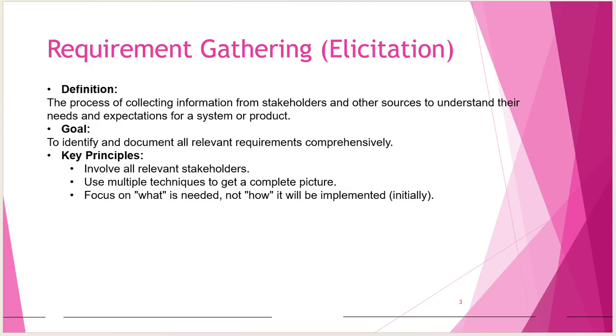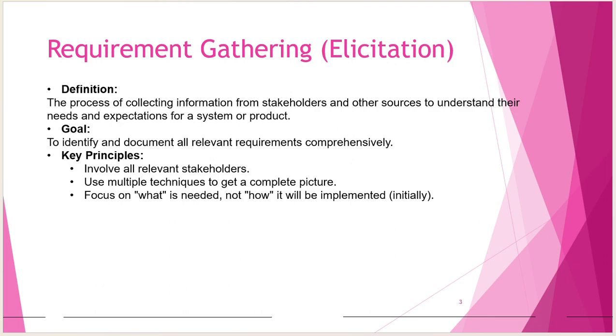Then key principles: involve all the relevant stakeholders. In requirement gathering, we need to involve all the stakeholders who are important for the success of that project or system. And we need to use the RACI matrix, which stands for responsible, accountable, consulted, and informed. Which stakeholders are responsible? Which stakeholders are consulted? Which stakeholders do we need to inform? And which stakeholders are accountable? That should be there in the requirement gathering stage.